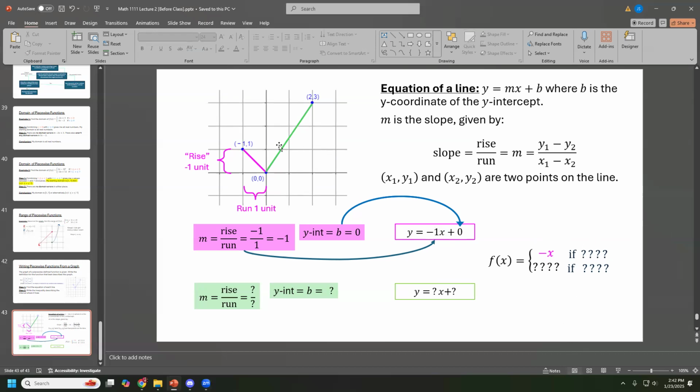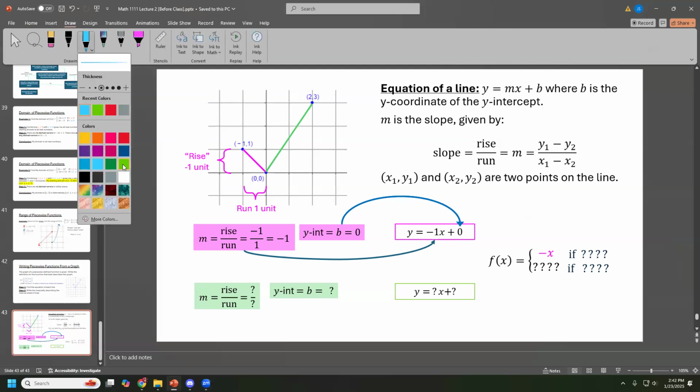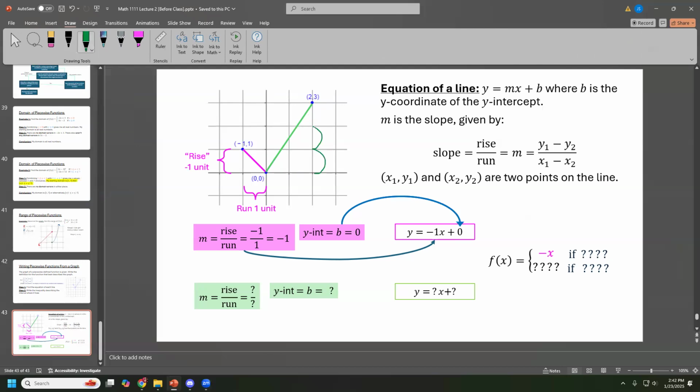So let's repeat the same process for the green one. I can count blocks or I can use the formula. So I'm going to say this is going to be my first point. So from 0, 0, I want to get to 2, 3. So my rise is going to be 1, 2, 3 units. So I'm going to go ahead and draw that with a green pen. So I'm going to say my rise is 1, 2, 3 units. So rise, that's going to be 3.